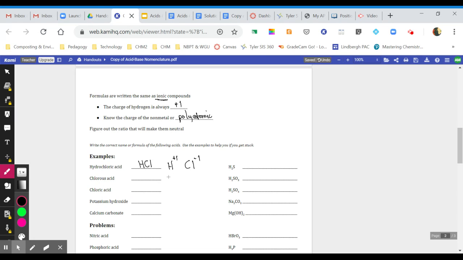Chlorous acid also has a hydrogen. All acids have a hydrogen. This suffix OUS tells us that it was chlorite. So chlorite has lost one oxygen, so it's ClO2 with a -1 charge, and we end up with HClO2.